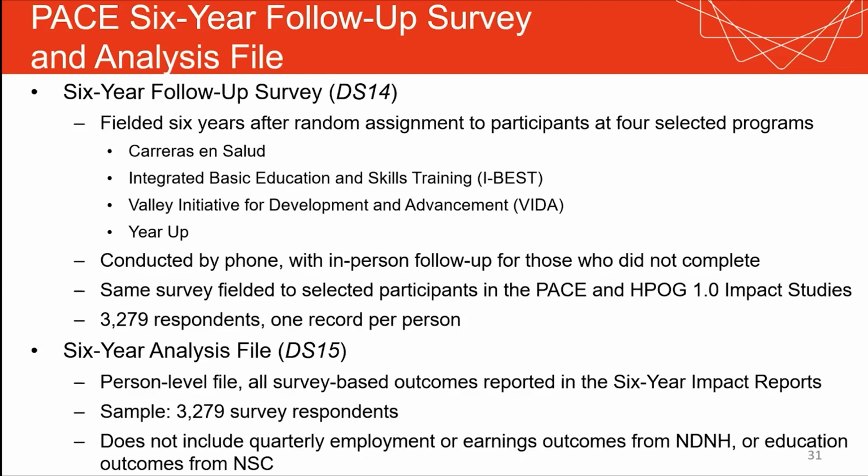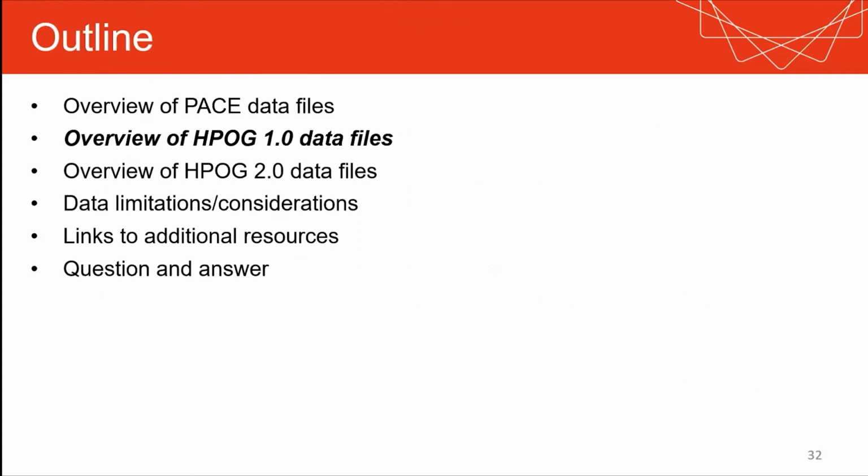Given that most participants had already completed their PACE training by the time they received this survey, the instrument included more questions about job quality and life outcomes, economic outcomes, family outcomes, with less focus on education and training, since by this time most of the education and training had been completed. And then the 6-year analysis file is a person level file with all survey-based outcomes, covariates, and subgroups needed for the 6-year impacts reports. And as with all the PACE data files, and HPOG 1 and HPOG 2, we didn't include NDNH or NSC variables. So that concludes PACE. We'll move on to the second program, HPOG 1.